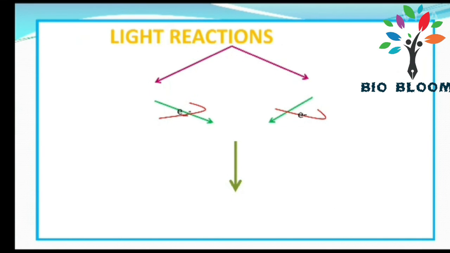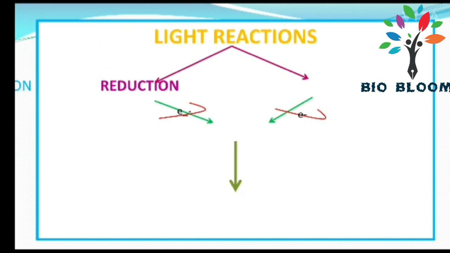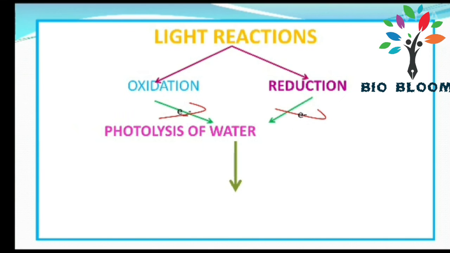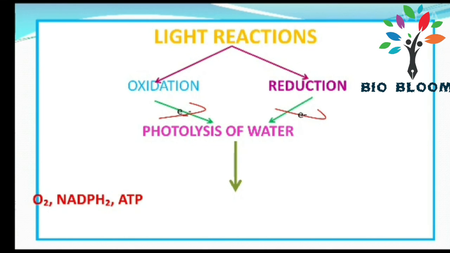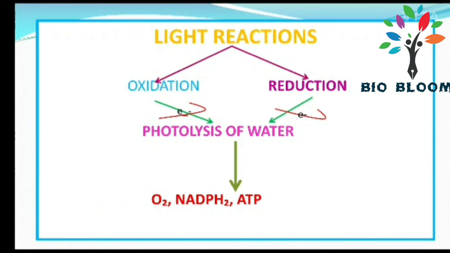So see here, the light reaction flow chart is given clearly. The light reaction also takes place through two processes, oxidation and reduction, where the electron transport chain occurs. These oxidation and reduction processes are due to photolysis of water, where the end products are oxygen, NADPH2 and ATP. So this is the overall view of light reaction.